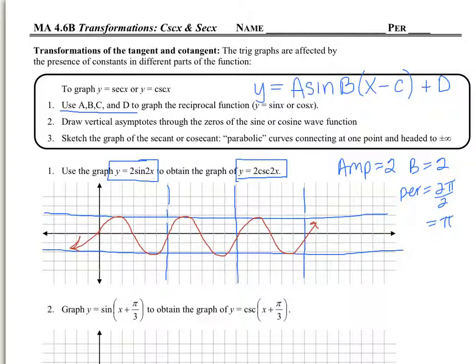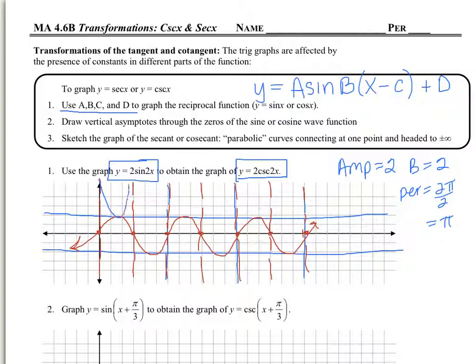Okay, and then remember that the cosecant is undefined wherever the sine is 0. So wherever the sine has a 0, so here and here, here and here, all of these zeros, if I flip that and make it 1 over the sine, all of these become undefined. So these become my vertical asymptotes. I mark those. And now I can come back and I can graph my cosecant.